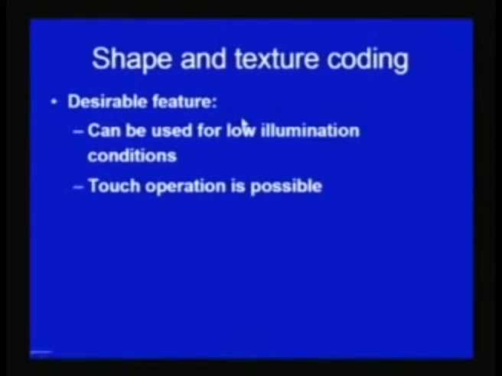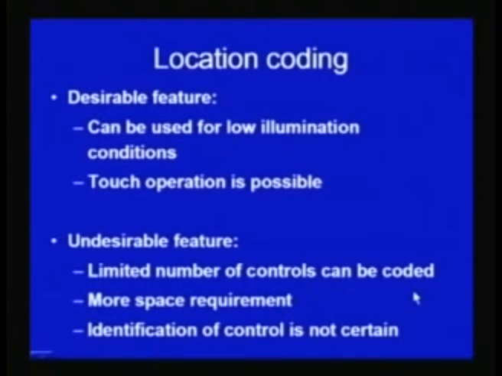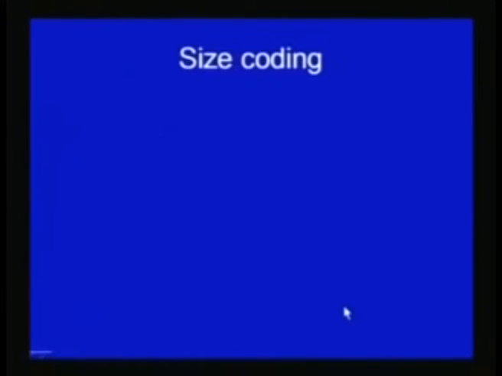The desirable features of this coding method for control devices are that it can be used in low illumination conditions, and touch operation is possible. Undesirable features of location coding methods are that only a limited number of controls can be coded, more space is required, and identification of the control is not certain by this method.